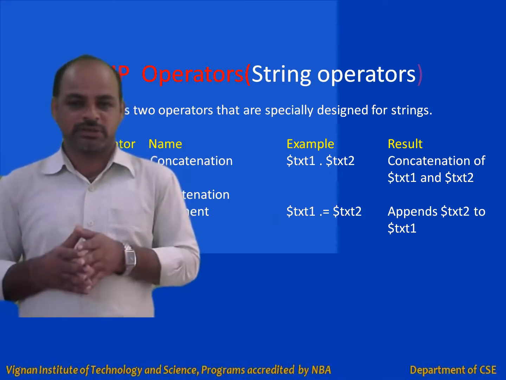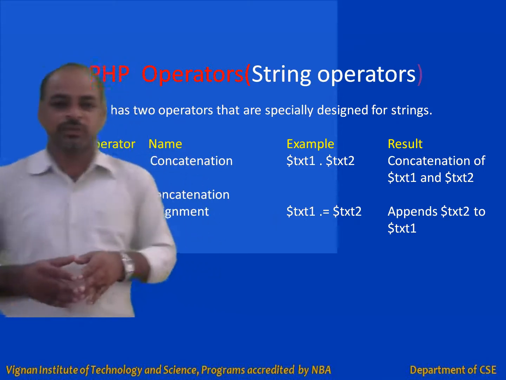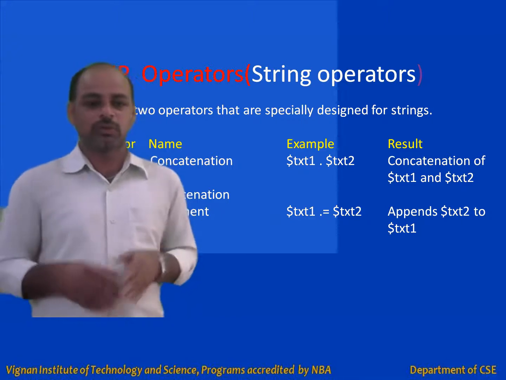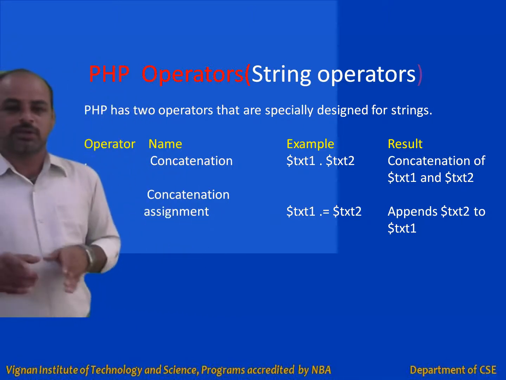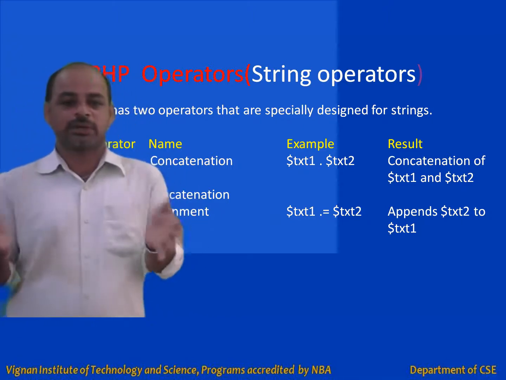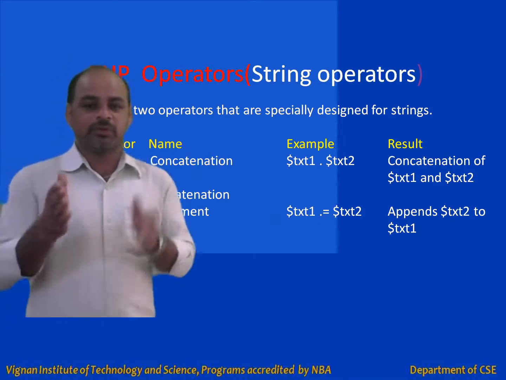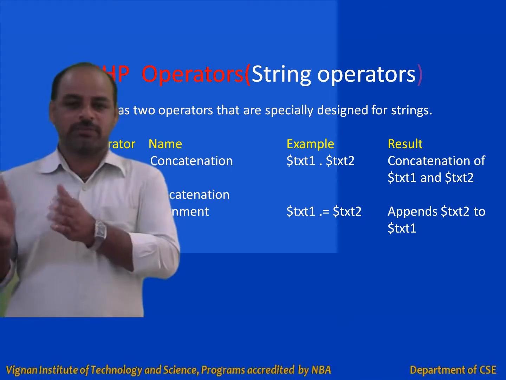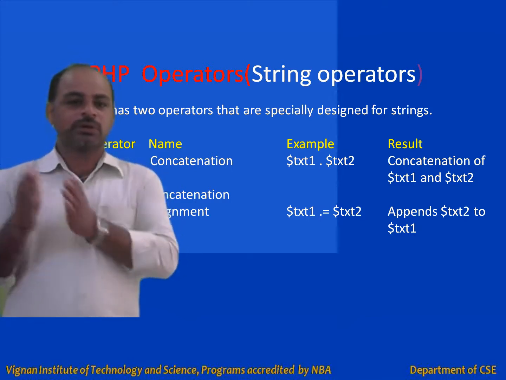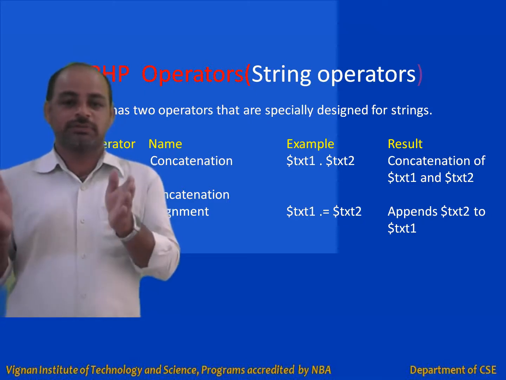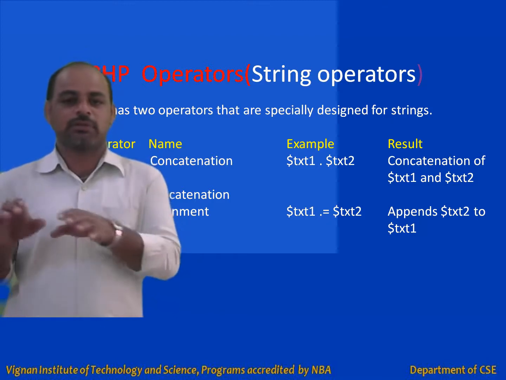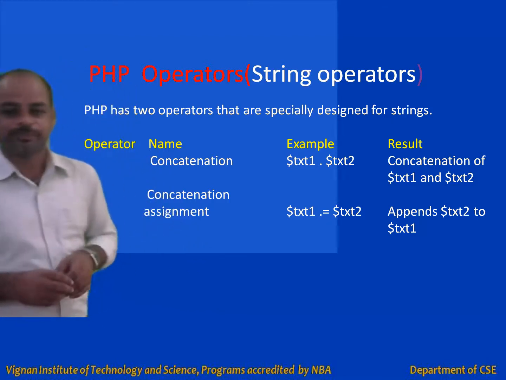That is a concatenation operation, right? So we do this concatenation operation. We have two operators. One is the dot operator, which simply performs the concatenation of two strings. So let's take $text1 as one string variable and $text2 as another string variable. So $text1 . $text2 combines the value in text1 as well as the value in text2, and the combined result will be returned.